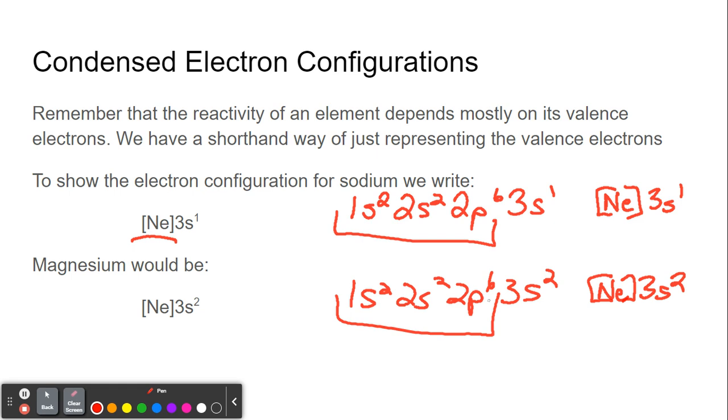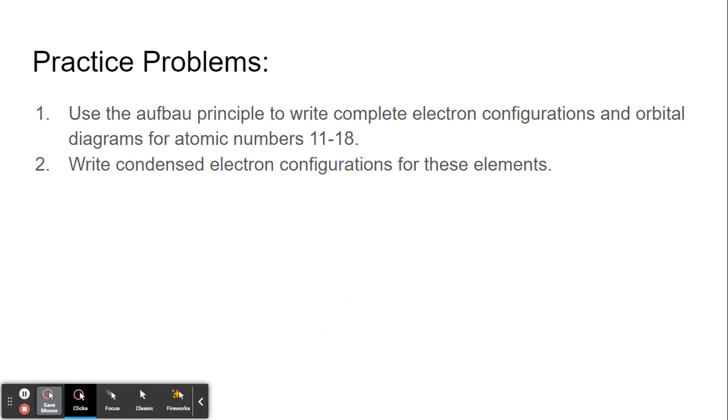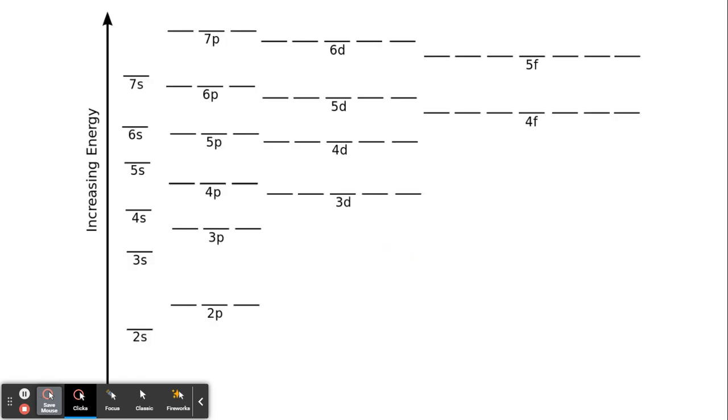It's a good shorthand. I will make you do both the long form and the short form on the next task, but it's important to know that there is a short form to reduce the amount you have to write. Okay, so now make sure that you've completed that worksheet. And once you've got it done, write condensed electron configurations for all of these elements as well. Everything past helium can have a condensed electron configuration to go along with it.